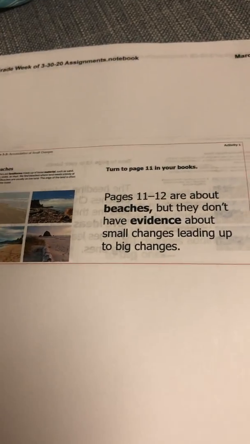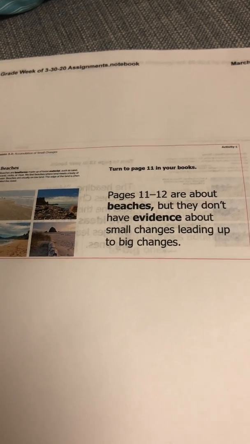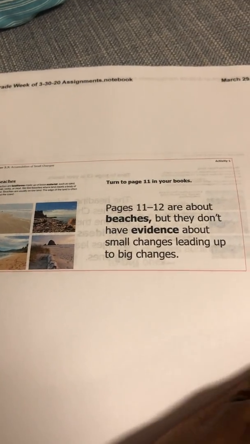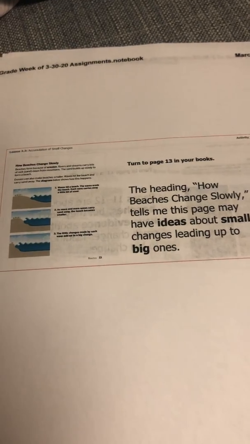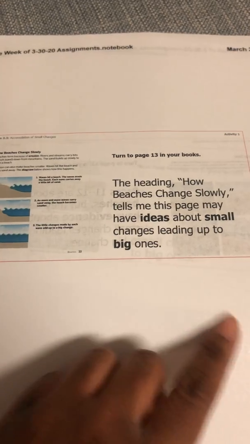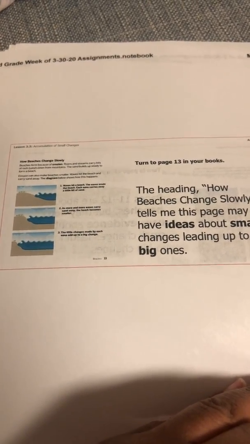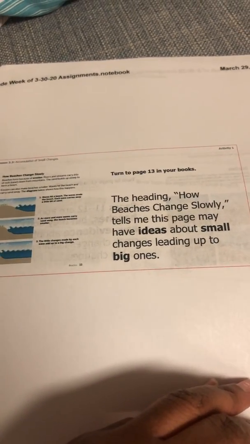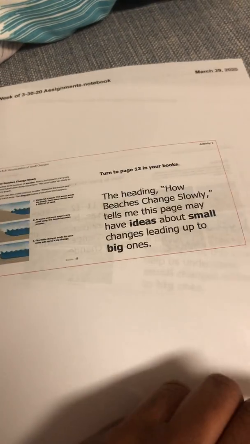Then it says, go to pages 11 and 12. They're about beaches, but they don't have evidence about small changes leading up to the big changes. So it says here, page 13, the heading, How Beaches Change Slowly, tells me this page may have ideas about small changes leading up to big ones. So look at page 13 in your digital text so that you can better understand the evidence and the details about the small changes leading up to the big ones.